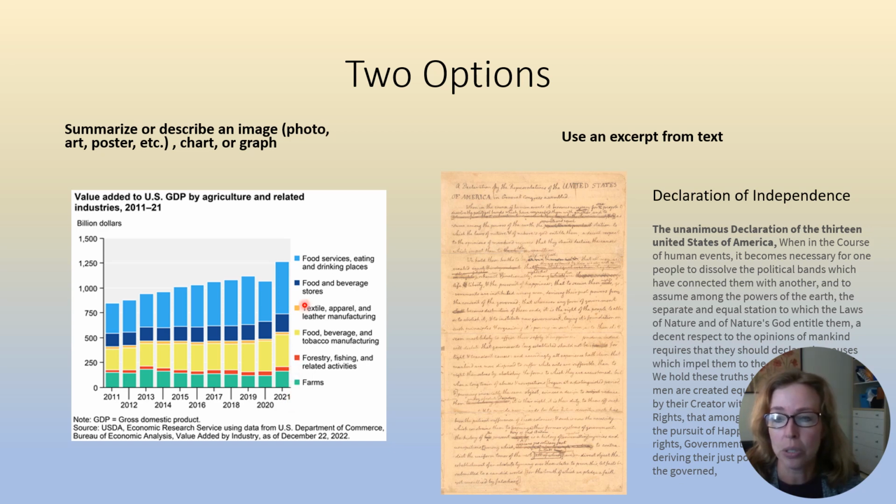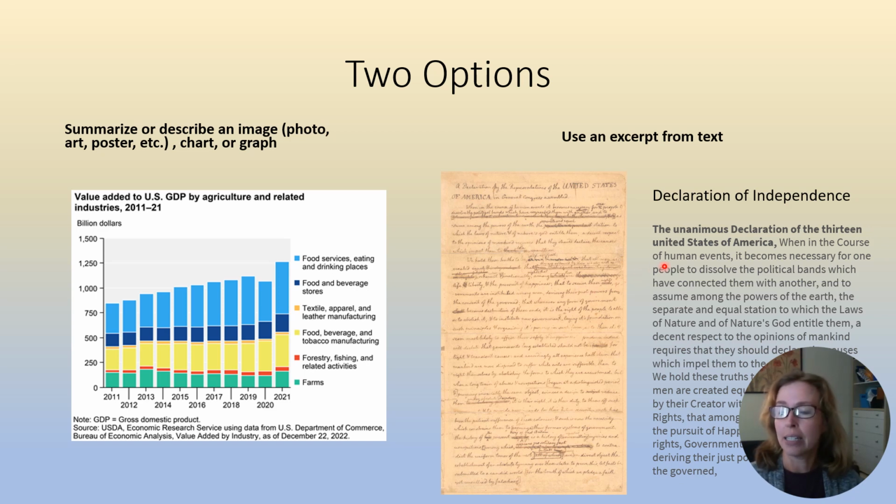And if you were just to look at the information here, you would say, okay, well, food services certainly account for a lot. There's a lot of light blue, and then there's a lot of light yellow, and that's food, beverage, and tobacco manufacturing. And what's the point of all this? Well, it's the value added to the United States gross domestic product by agriculture and related industries. So you get a clear picture that food, beverage, and tobacco manufacturing and places that serve these products are the ones that add a lot to the GDP.